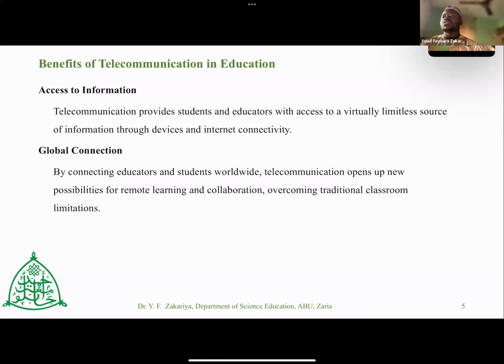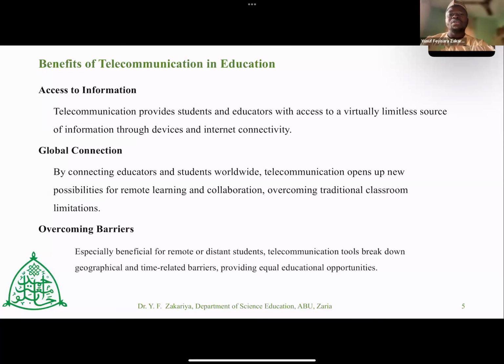So another thing is global connection. By connecting educators and students worldwide, telecommunication opens up new possibilities for remote learning and collaboration, overcoming traditional classroom limitations. So somebody abroad, maybe in the US, for instance, can be your teacher while you are in Nigeria because of this telecommunication. If you go to Khan Academy now to enroll for a course, or the Nigerian Learning Passport, which we are going to start soon, your teachers may not be located in Nigeria. So with the coming of these tools, you are able to get global connectivity between you and the people outside. All right.